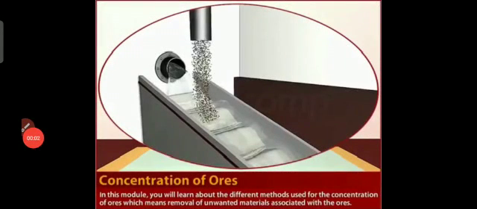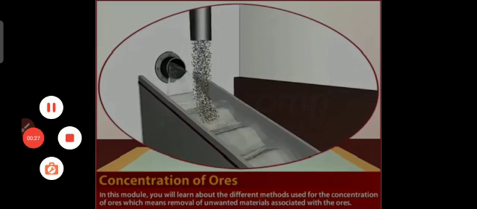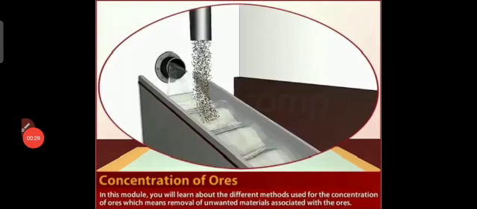Here we see about the concentration of ores. In this module, you will learn about the different methods used for the concentration of ores, which means removal of unwanted material associated with the ores. So concentration of ores means what? Removing the unwanted material, that means the gangue, the soil and sand impurities. Removing them is called concentration of ore.